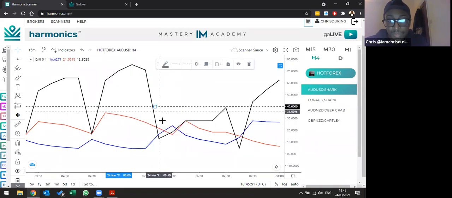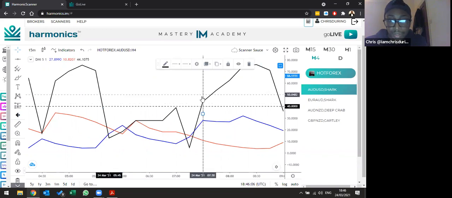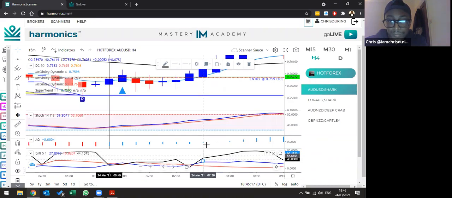We can see that in this same area, the buyers got into control here, but the black line was still below the 40. That didn't actually happen until this point here, so I'm going to put my line here. We've got the black gone above the 40, which means there's more momentum and the buyers are in control. I'm going to come out of my DMI and move my lines to the same areas.